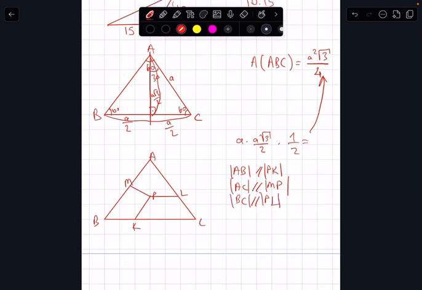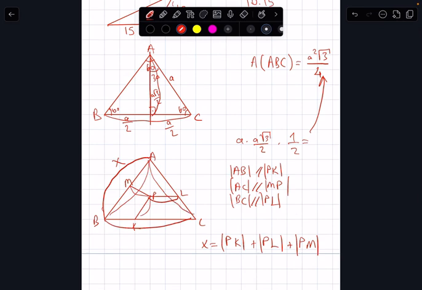then this side, let's call this one X, one side. X would be equal to PK plus PL plus PM. Okay? If they are, of course, parallel. Like this is parallel to PL to BC. Okay? And the same for the others. These are parallel to each other. Okay.